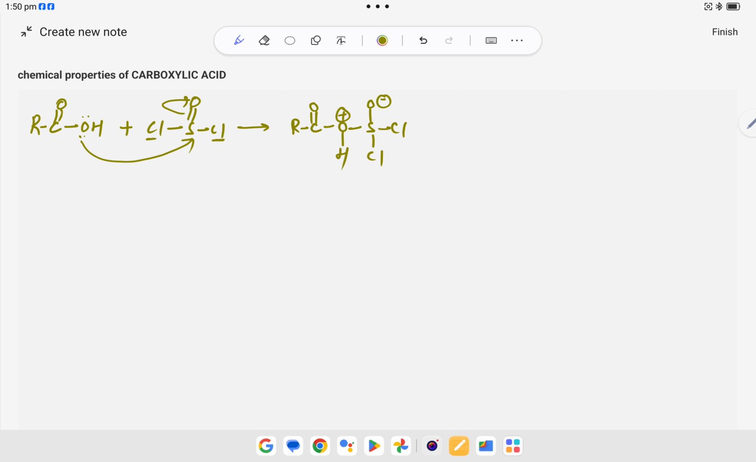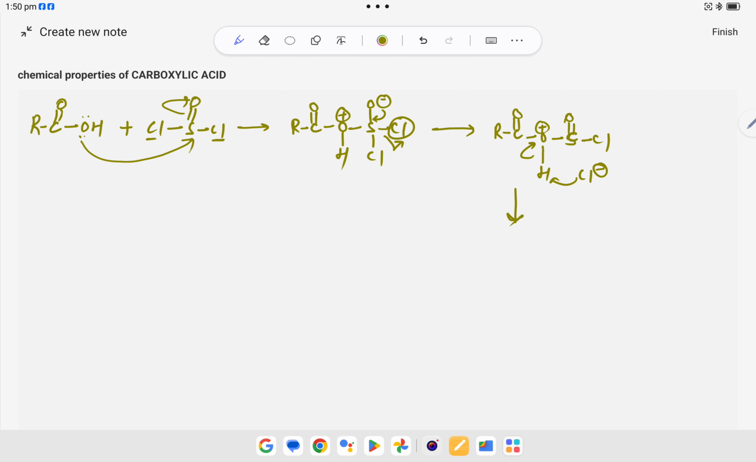Next case, what you have to do, these negative electrons converted into double bond and chlorine will leave. So we are getting R-C double bond O, oxygen positive sign, sulfur, oxygen double bond, Cl, one Cl leaves and hydrogen is attached. This Cl which is leaving, Cl minus, approaches the hydrogen and these electrons shifted to the oxygen and positive charge will be vanished.